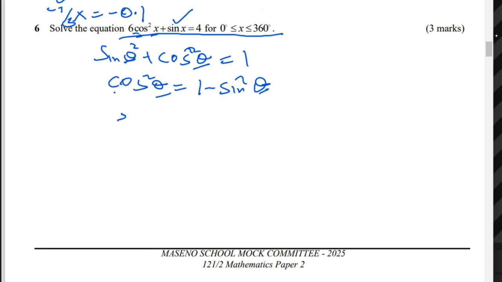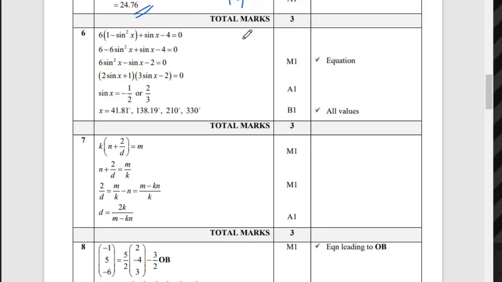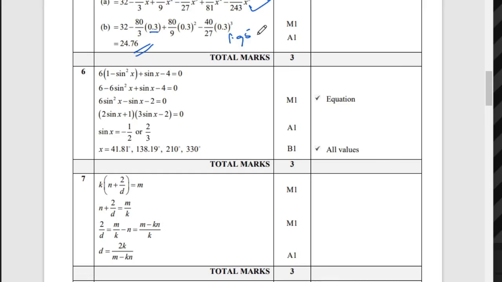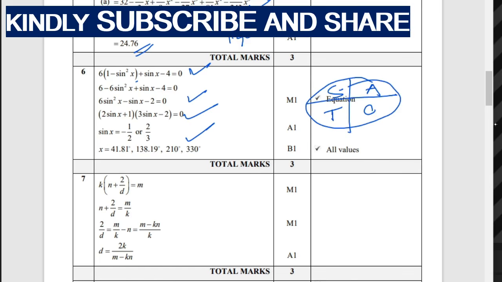So it means that cos squared x is equal to 1 minus sine squared x. So you substitute and do this way. You are going to solve it and get the value. Then use the unit circle. You need to use the unit circle where we have the axes. You remember that in Form 3. That is what you need to use there.